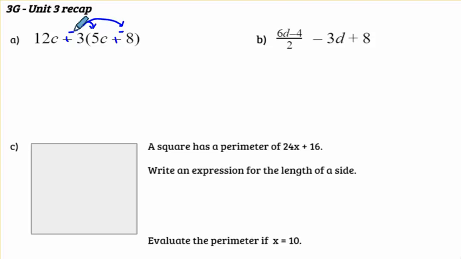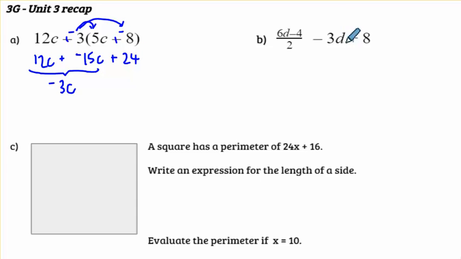So when we do that, -3 times 5c is -15c. We bring down our plus, and -3 times a -8 is a positive 24. And then we just bring down the plus sign and the 12c. And we look to see if we have any like terms, and we do. These two terms are like terms. So if we have positive 12 added to -15, that gives us a -3c. And then we would just bring down the plus 24 as our last term.